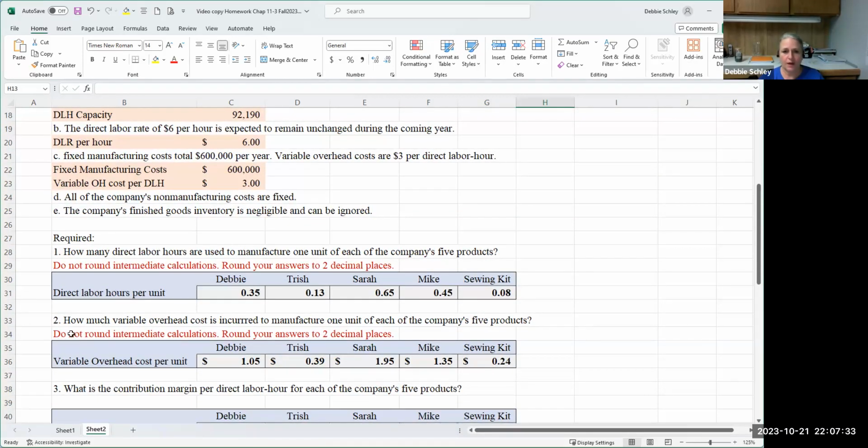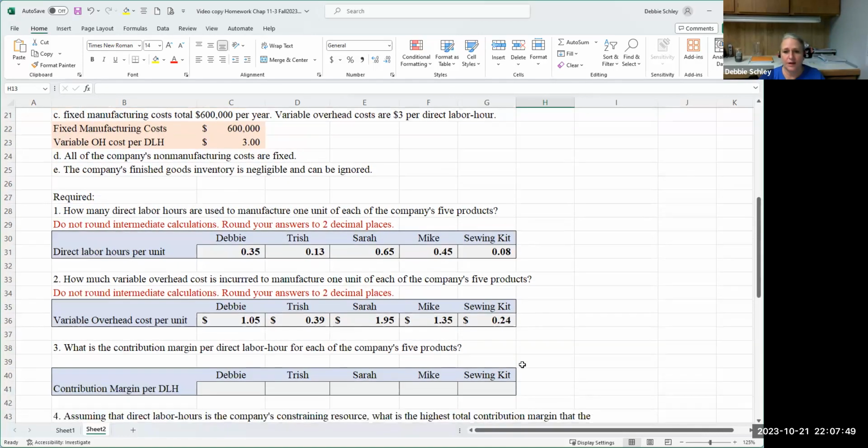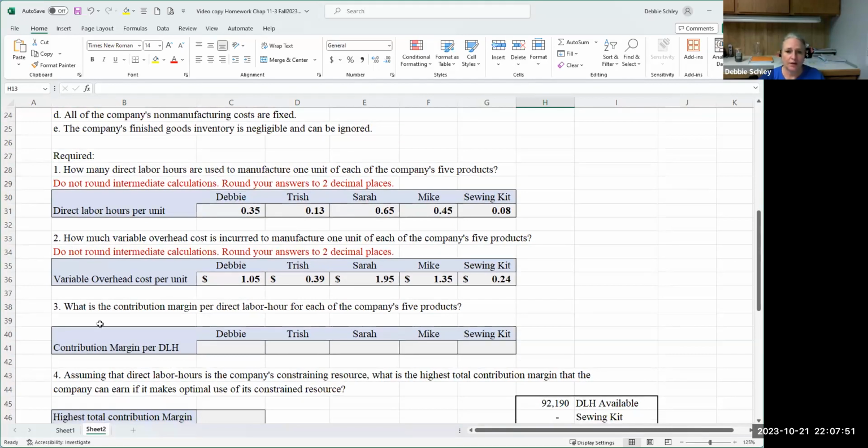Round your answers, and do not round intermediate calculations. That's why I love using Excel, because even though this says 0.35, there's probably hidden numbers in the decimal because I didn't round it. And so it works really well. And then I can have it show just 2 decimals and then I can input it correctly.